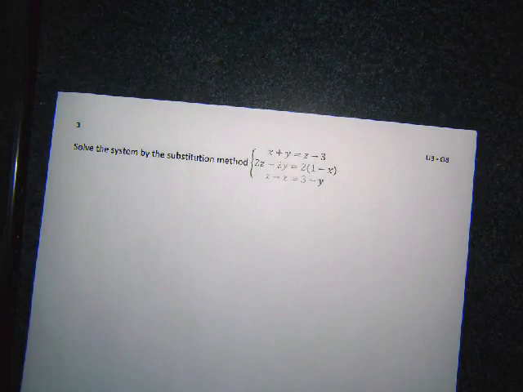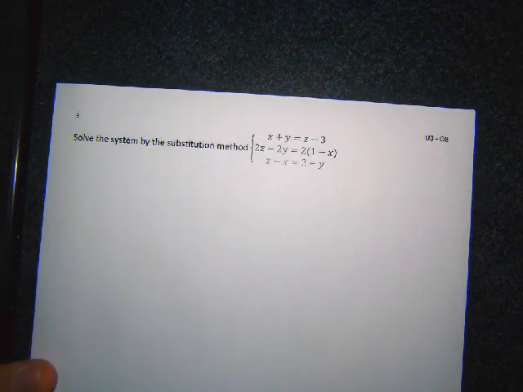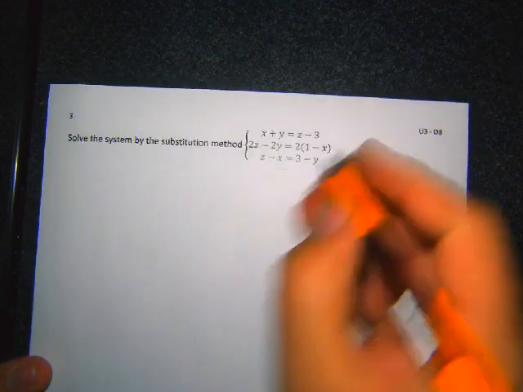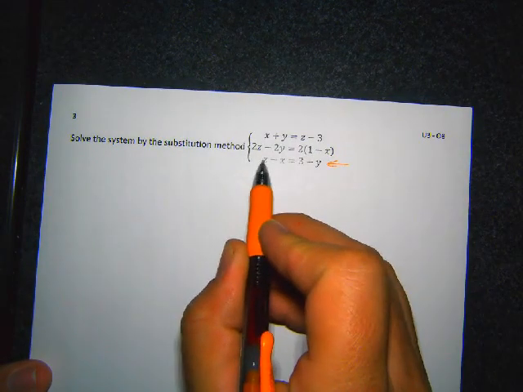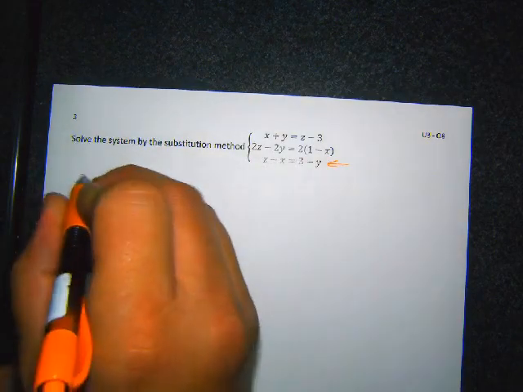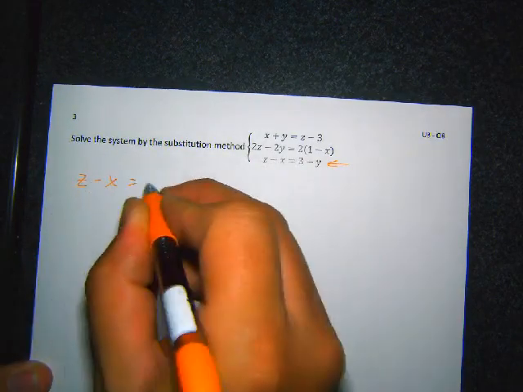Okay, let's try another one. So again, I'm going to pick whichever equation I want. I'm going to solve for one of the letters. I think I'll pick the bottom one, my orange equation. I'm going to solve this for z, because that's kind of an easy one to solve for, because I can just add x across. So I'm going to take that z minus x equals 3 minus y.